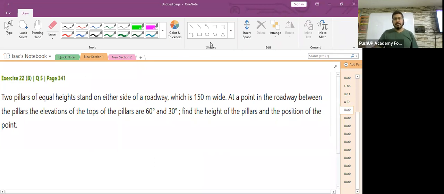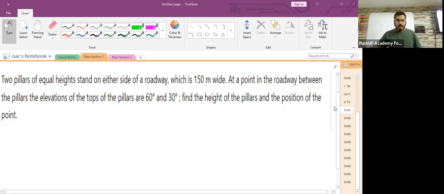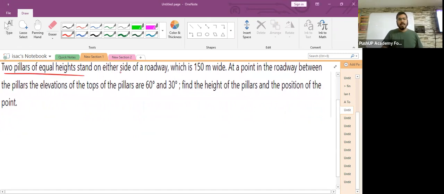2 to 3 minutes time I will give you. Children, there are two pillars of equal heights, isn't it? There are two pillars of equal heights. So let me draw those two pillars. And where are those pillars standing? These two pillars are standing on either side of a roadway, which is 150 meter wide.